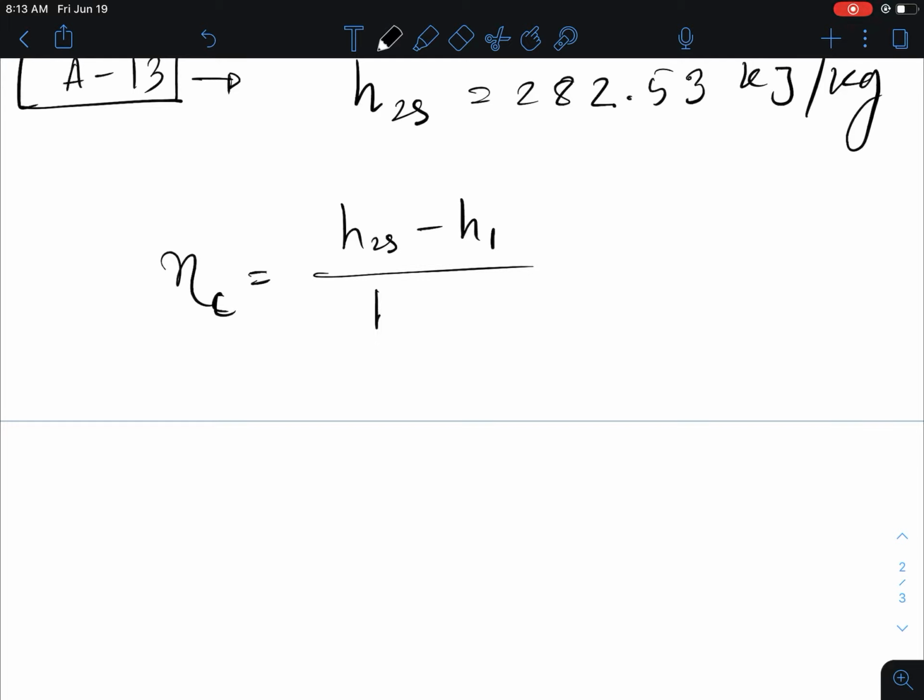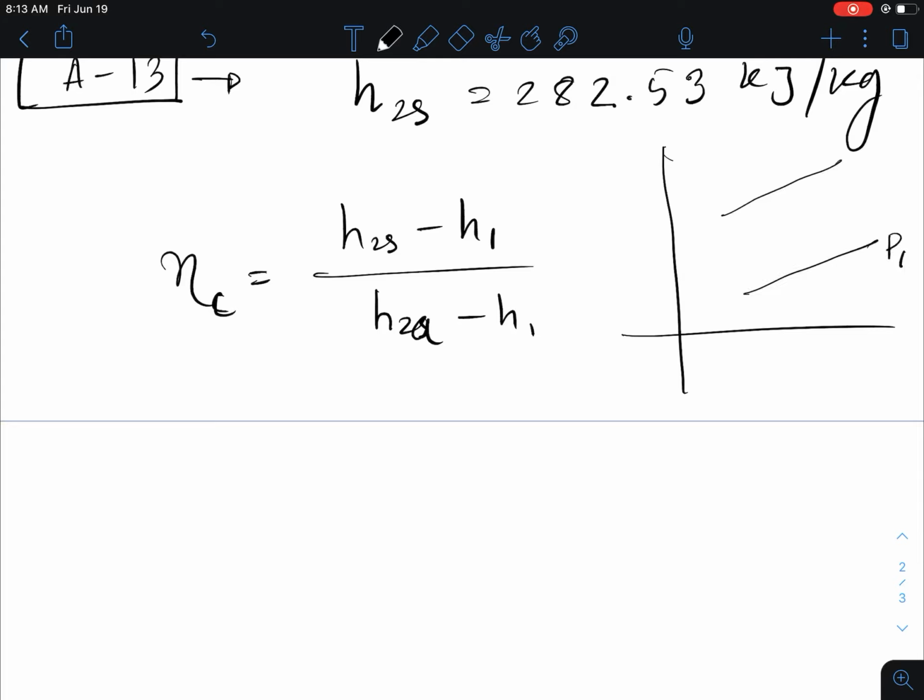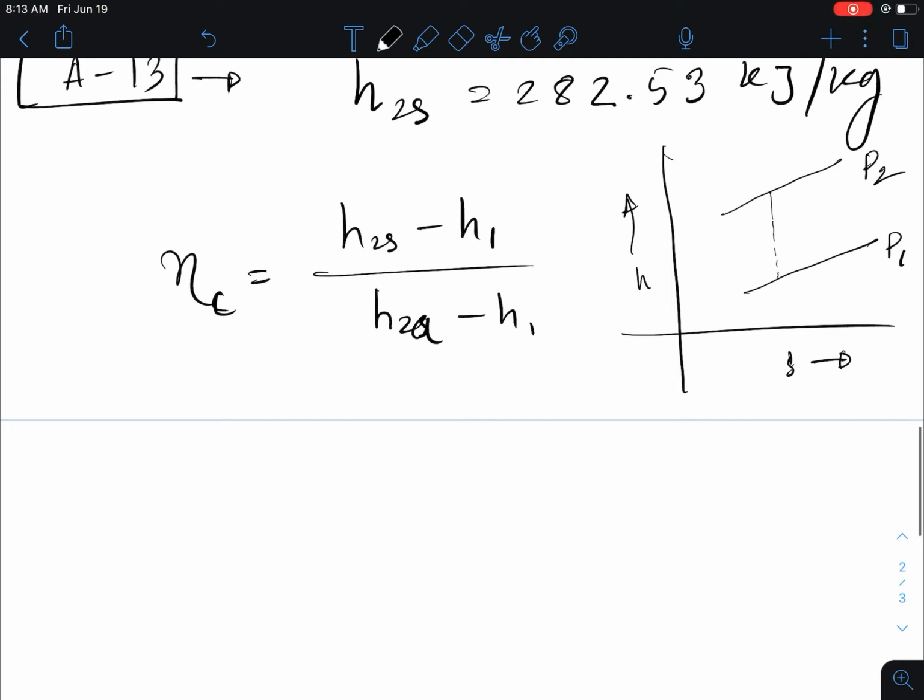H1 divided by H2A minus H1. Let me write very quickly so that you understand, or remember what the diagram looks like. So if we have two different pressure lines, initially pressure is low and final state pressure is high, then the isentropic line is this one. This is the entropy axis, and this is the enthalpy axis, right? So the isentropic line is this one, but in actual cases it goes like this.